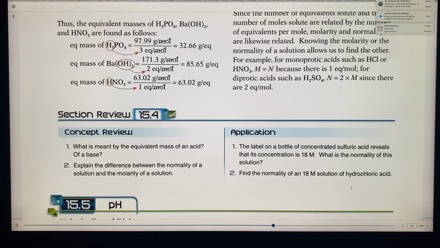I'm going to stop there and we're going to go on now. That's just finding masses, but now we're going to go on to pH. And I think I should do that in another video.